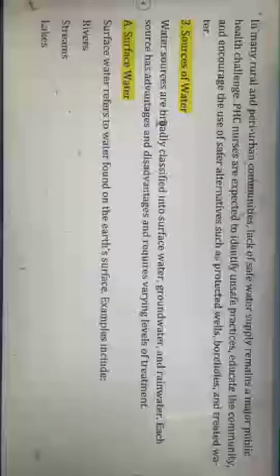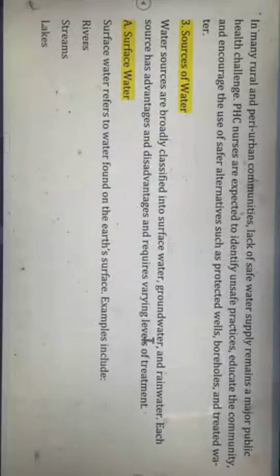So, sources of water. Water sources are broadly classified into surface water, groundwater, and rainwater. Note this for your exam.